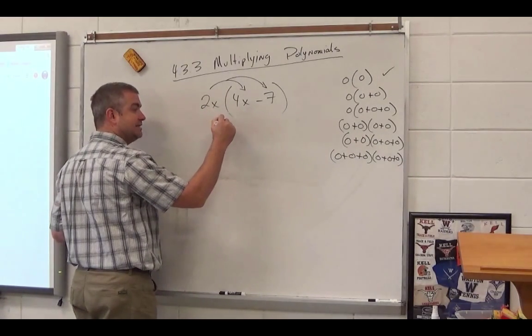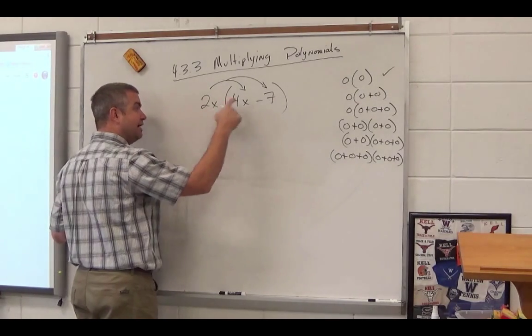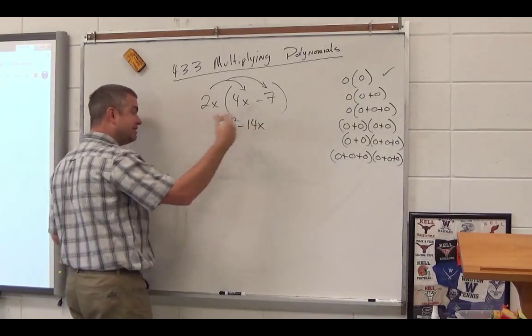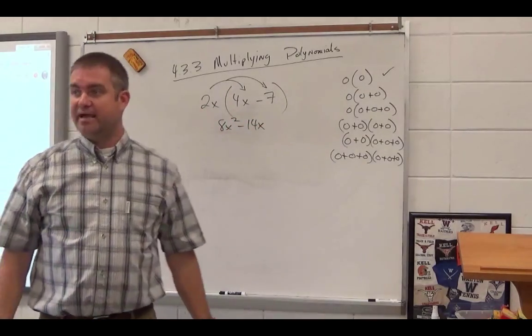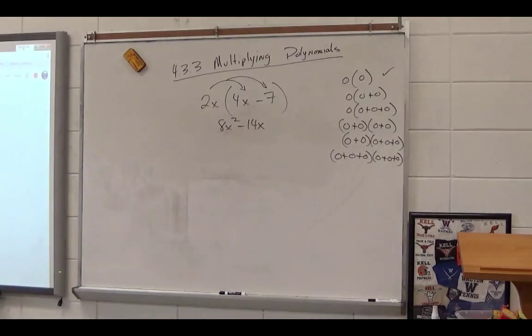2x times 4x is how much? 8x squared. 2x times negative 7 is how much? Negative 14x. Nothing difficult about that. If you know your multiplication tables, then there's nothing difficult about that at all.